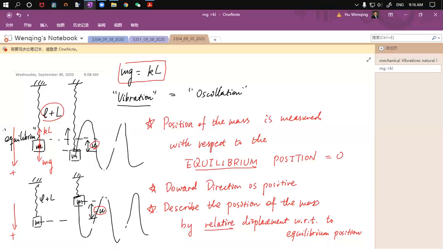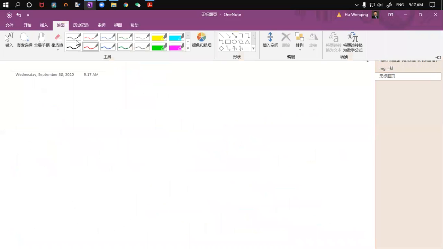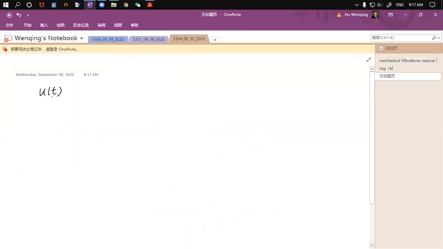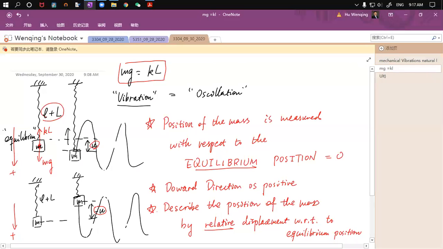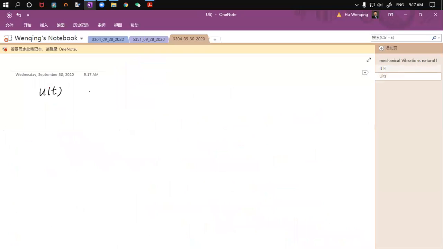Now, once you know that the position of the mass is described by u, then starting from the initial time, the motion of this mass with respect to time can be described as a function u of t, where u is the relative displacement with respect to the equilibrium position. For example, here, initially, you already have a positive u. Then you start to oscillate, so at different times, u of t is going to be different. So it describes the oscillation by a function u of t. That's the goal. The u of t is what we want to model.